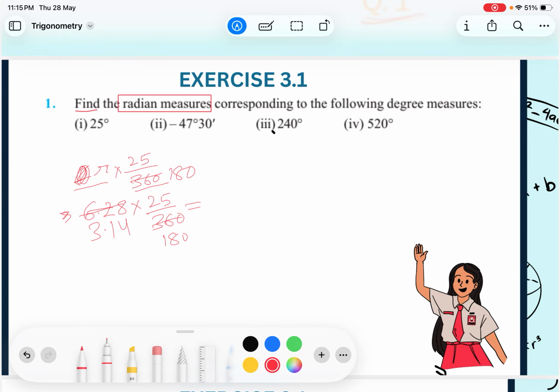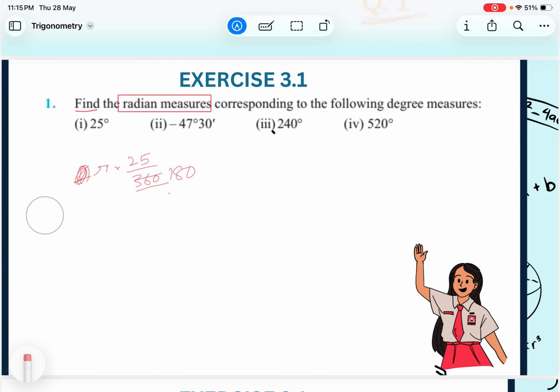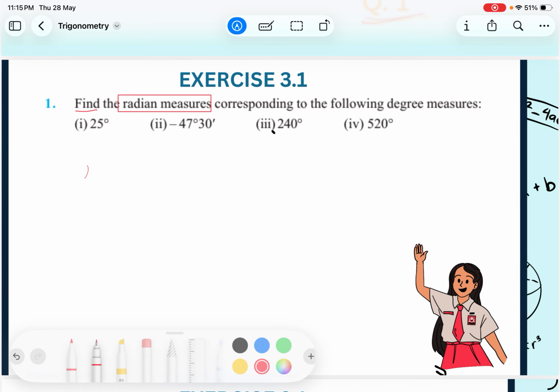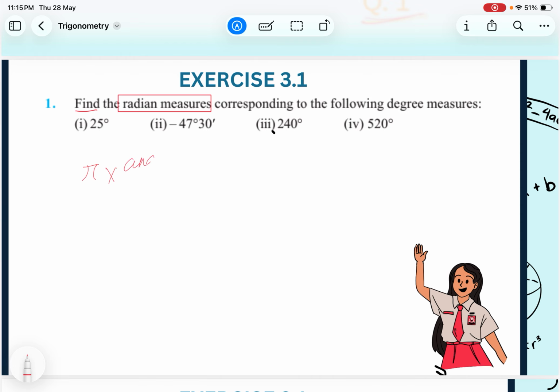Okay, so now our formula is changed, we have just evolved our formula. Instead of 2 pi we will take only pi into angle by 180, because we have just divided this by 2, now we will take only 180 degree. So now we have 3.14 into 25 by 180 degree. So now this is much simpler, right?